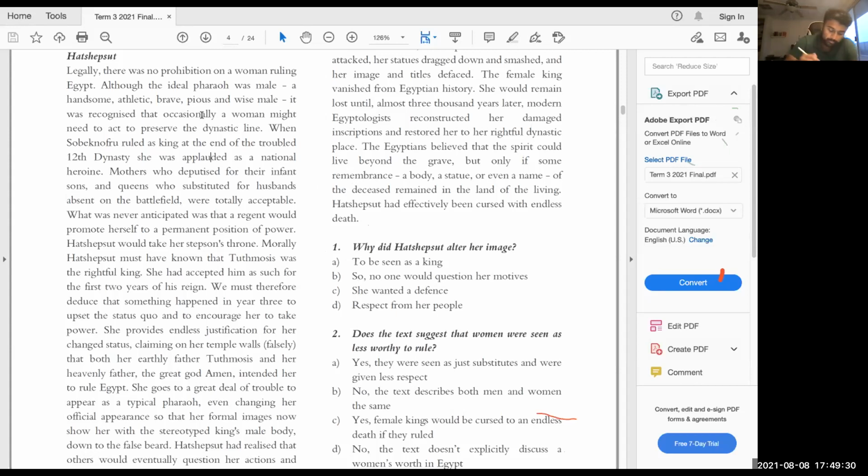Okay, so we have one bit of evidence for the prohibition of women ruling in Egypt. What this means is that there's no rule saying that women can't rule in Egypt, right? So that is evidence saying that they might be equal. But then it says that the ideal pharaoh was male, so you'd have to highlight it in red. So maybe it's saying that men were better than women. Then it says that the ideal pharaoh was male, handsome, athletic, brave, pious, and wise.